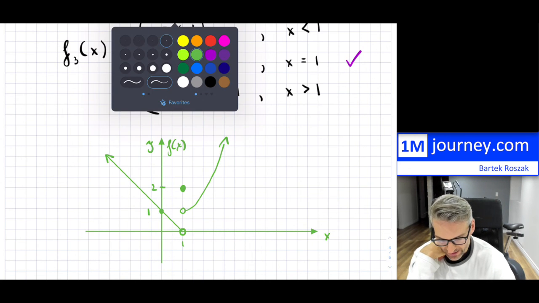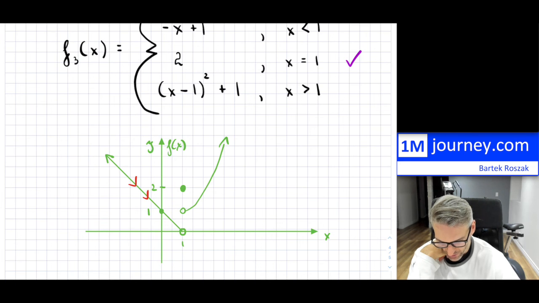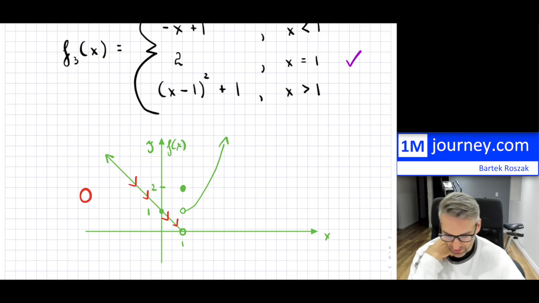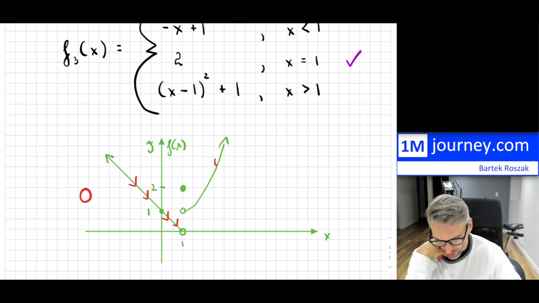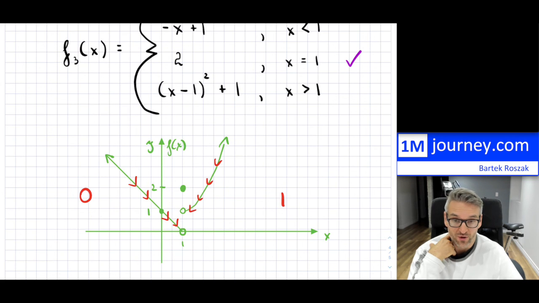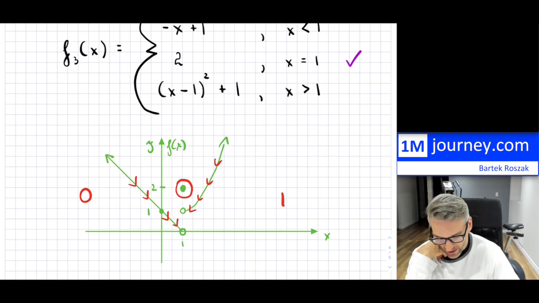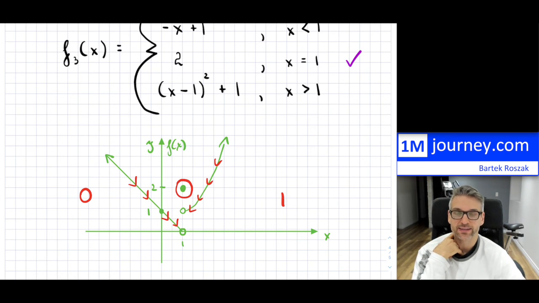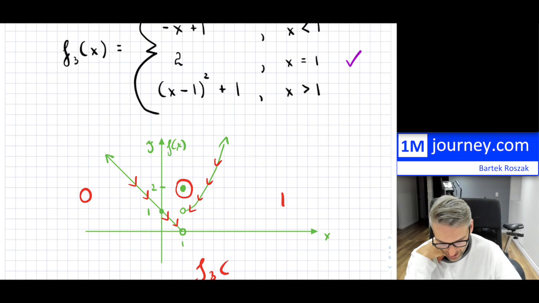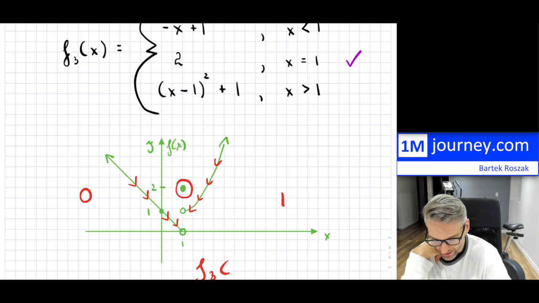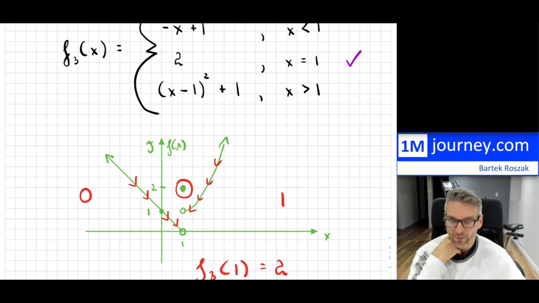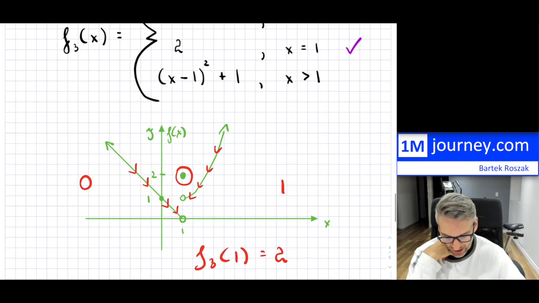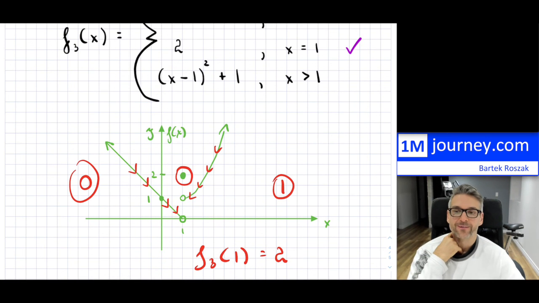Again, we can find the limits. The limit also does not exist, because if we're going in this direction, the left-hand limit would be 0. If we're going in this direction, the limit would be 1. So those are not equal, and first of all, the limit does not exist. Also, notice that our function is defined at 1, and it is equal to 2. So it doesn't even equal either the left-hand or the right-hand limit. So clearly this would have been discontinuous.